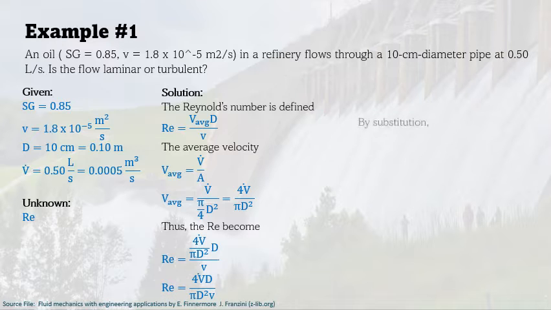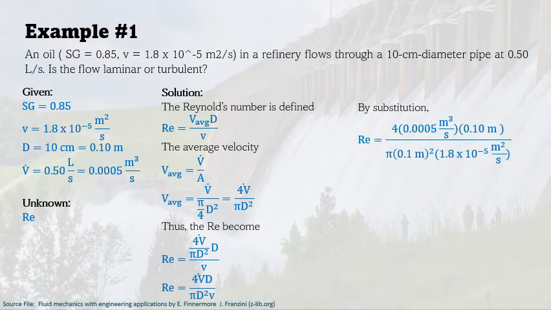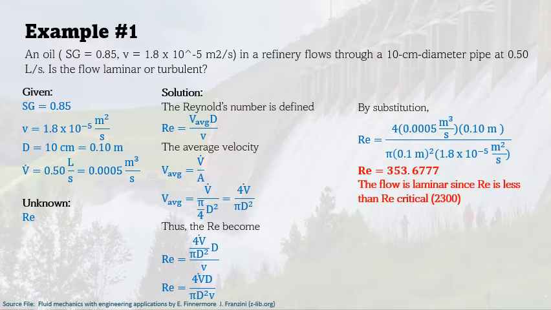So, substituting the values from the given, we can get the Reynolds number to be 353.6777, which is non-dimensional. So the flow is laminar since the Reynolds number is less than the critical Reynolds number, which is 2300. So this is how we can ascertain if the flow is laminar or turbulent.